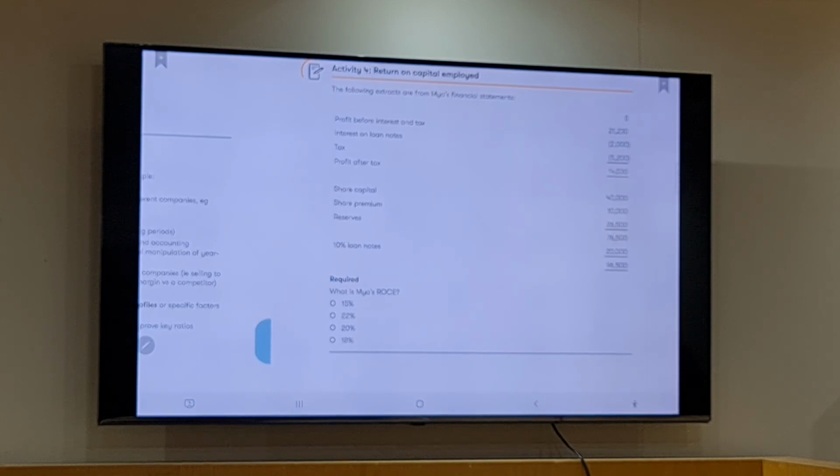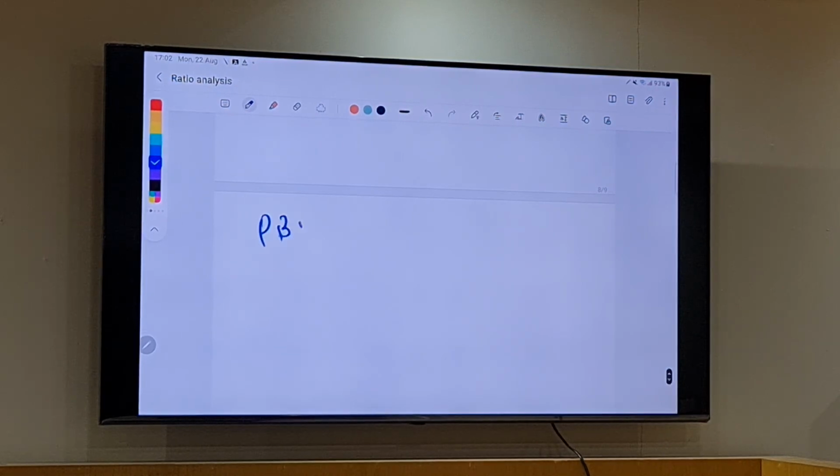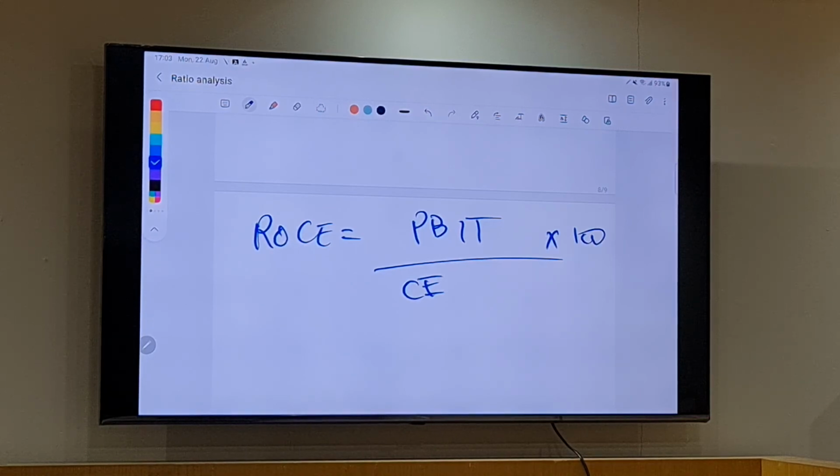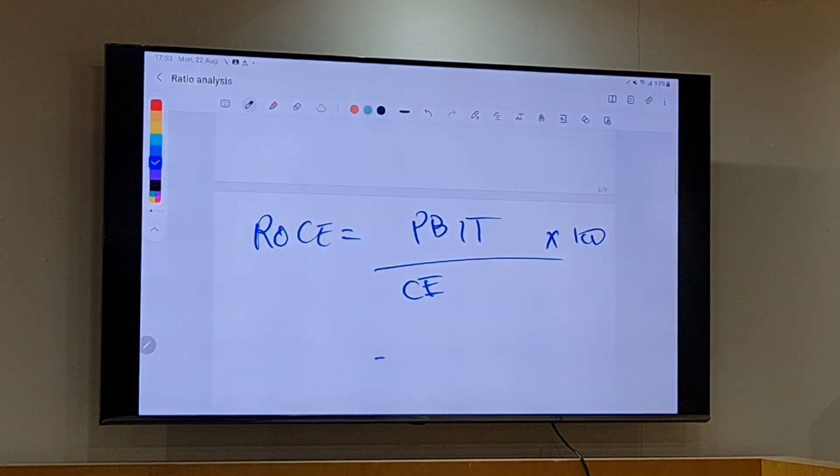Done? Not done? I'll give the equation again. What they want is ROCE, which is profit before interest and tax divided by capital employed into 100. Now in this question, do you know how much the profit before interest and tax is? How much? 21,230? Is that right? Divide by capital employed.